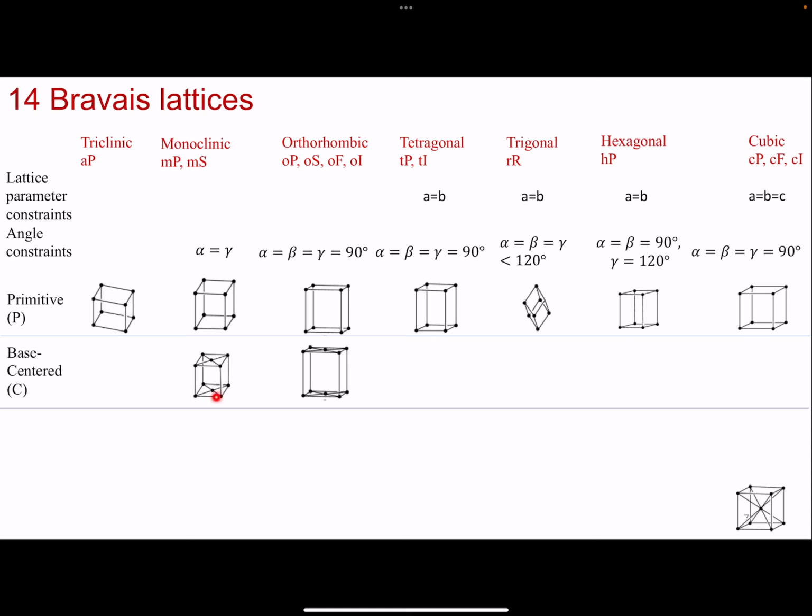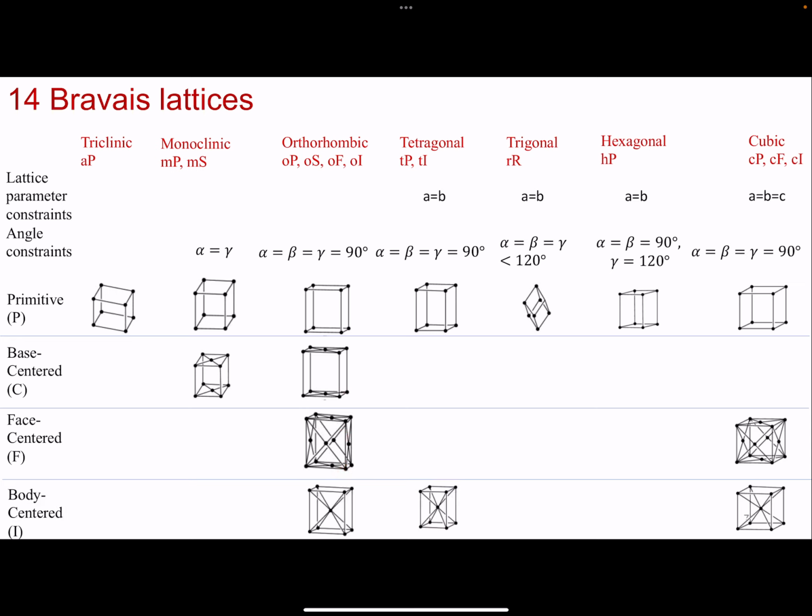Now, if we were to put atoms at the base of the unit cell, then that would be base-centered, and the notation there is C. For face-centered unit cells, here we have additional atoms at the bases for the orthorhombic crystal system as well as the cubic crystal system. And then for body-centered, now we have the atom in the body center, and the notation is I. So now we're building up.